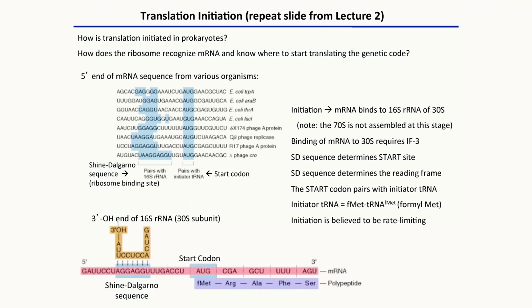So just as some overview here, what we're seeing in this alignment is a number of the ribosome binding sites or Shine-Dalgarno sequences in prokaryotes. We have the start codon that pairs with the initiator tRNA. And here's a schematic depiction of what I've indicated here on the board. So the mRNA binds to the 16S of the 30S subunit. So the 70S is not assembled at this stage, and IF3 is involved, as I said. The Shine-Dalgarno sequence determines the start site, and we determine the reading frame as well. So here is just indicating translation of a polypeptide.